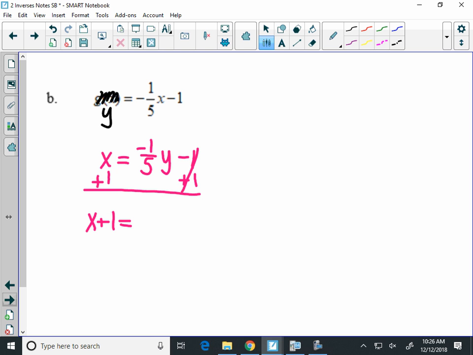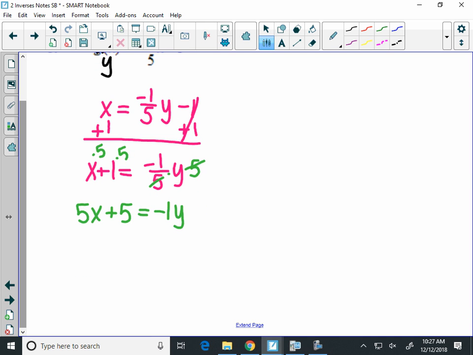You get x plus 1 equals negative 1/5 y. Now, just like we did in the first couple problems, when I have a fraction, we need to clear the denominator, which means we multiply every single term by that denominator of 5. The 5s are going to cancel, and you have 5x plus 5 equals negative 1y. Now, we're almost done, but we have to get y by itself, which means I have to divide everything now by negative 1.